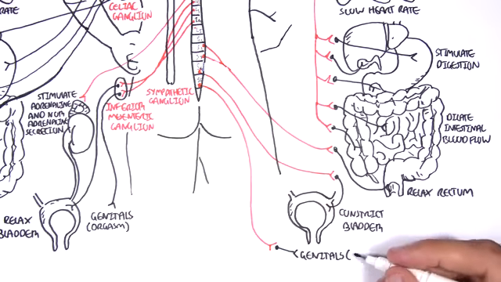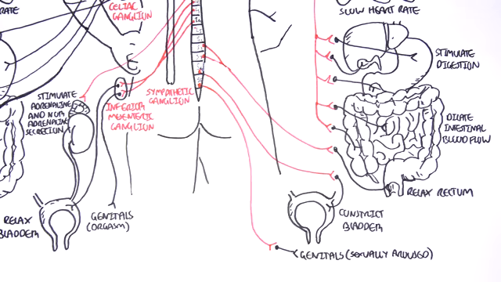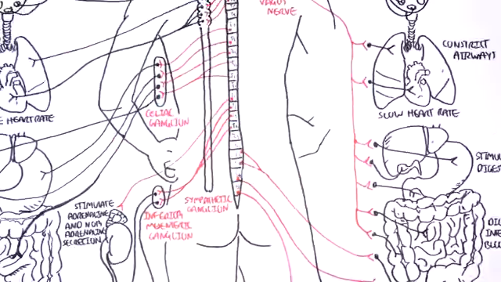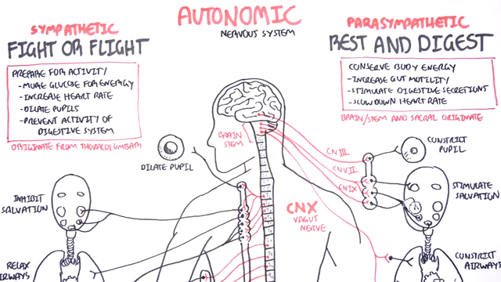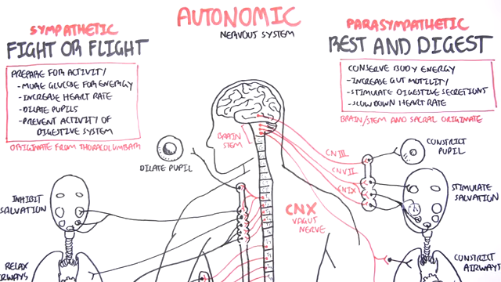When the parasympathetic activity targets the genitals, it will stimulate arousal. For example, the parasympathetic nervous system is responsible for maintaining an erection, whereas the sympathetic will cause ejaculation, orgasm. So that was the parasympathetic nervous system, whose main function is rest and digest.